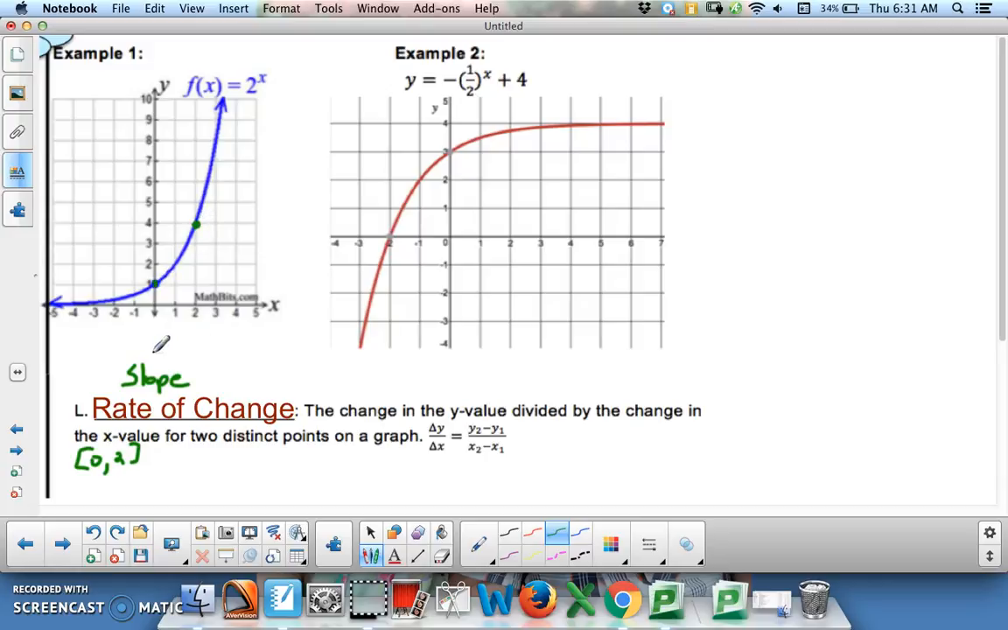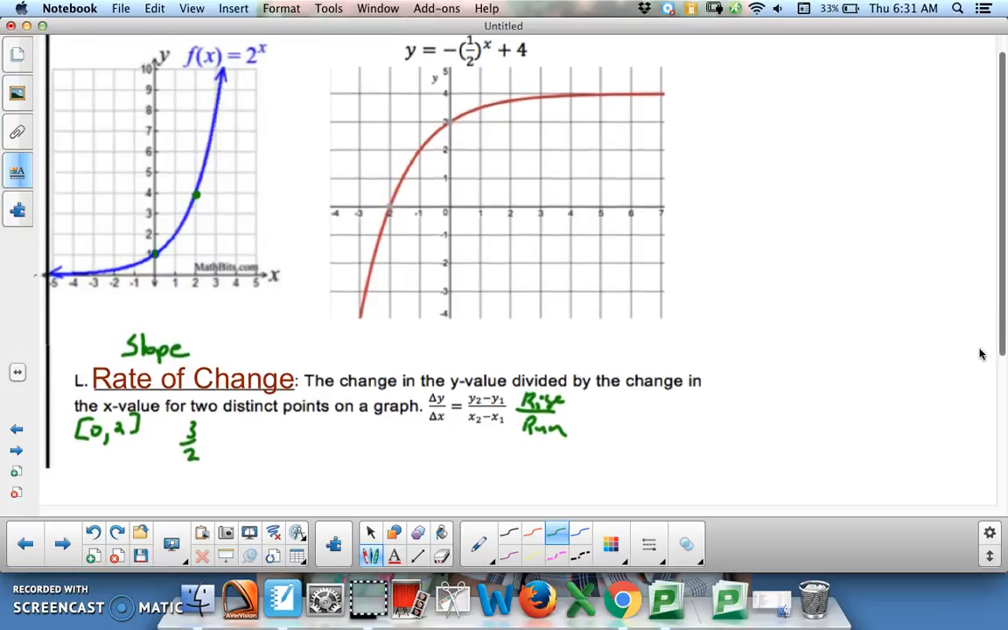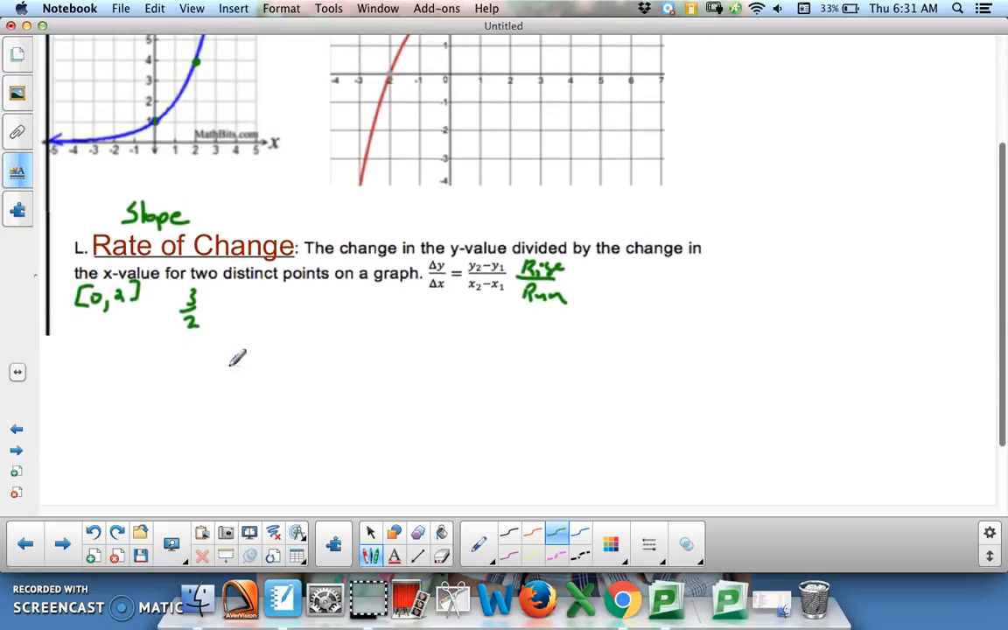Now, if you have the graph, then you can always just do rise over run. You can say I'm going up 1, 2, 3, and over 1, 2, which gives me a rate of change of 3 over 2, because remember, rise is your change in y, over run, your change in x. You could also do it algebraically though.